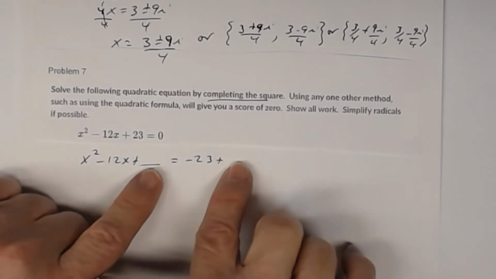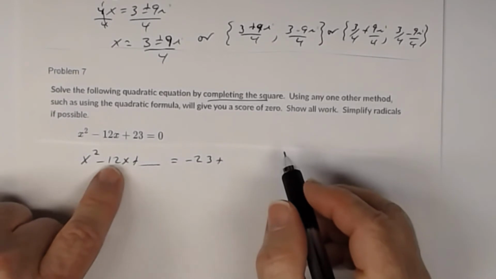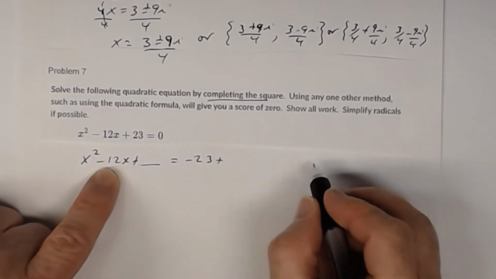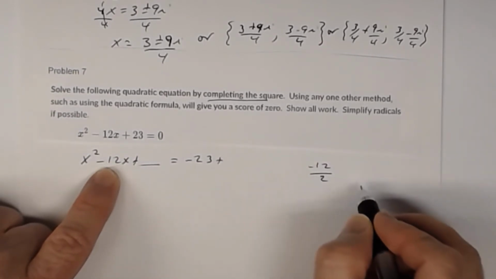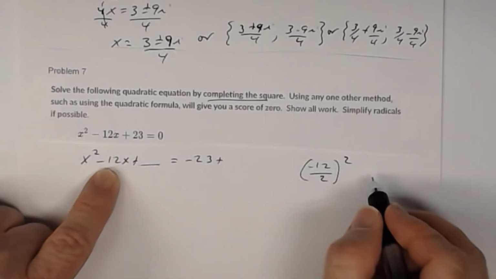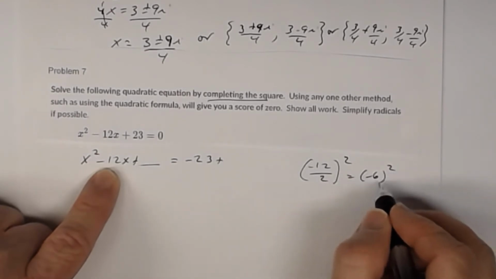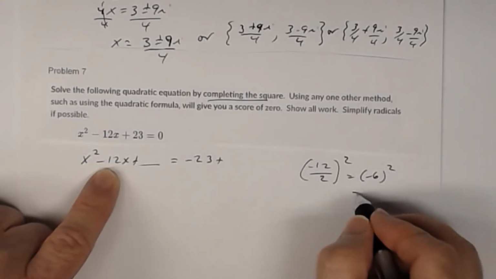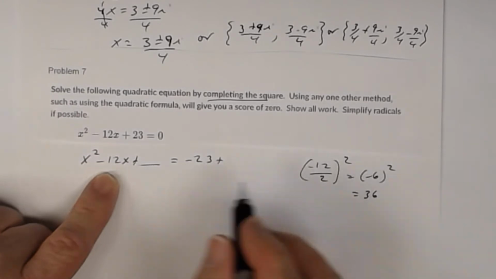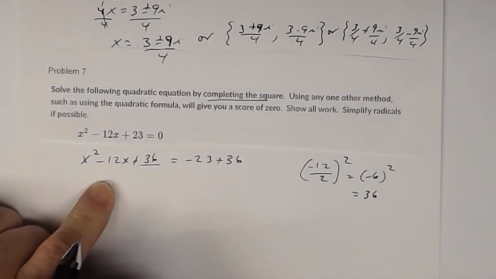Now the next step is you're going to add 2 numbers to each side. And those are the same numbers. What you do to one side, you do to the other. Now here's how you get that number right here. You take the coefficient of x, which is negative 12. Always divide by 2. And once you divide by 2, you got to square that number. So negative 12 divided by 2 is a negative 6, and a negative 6 squared. So a negative 6 times itself is a positive 36. And that's what you add to both sides.